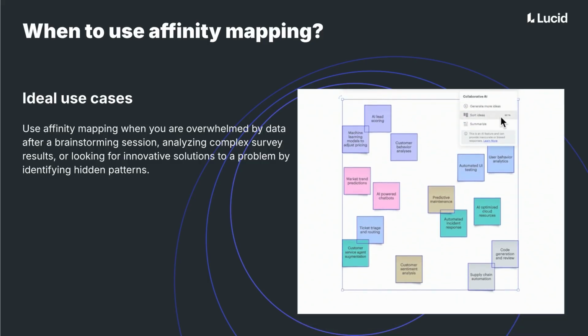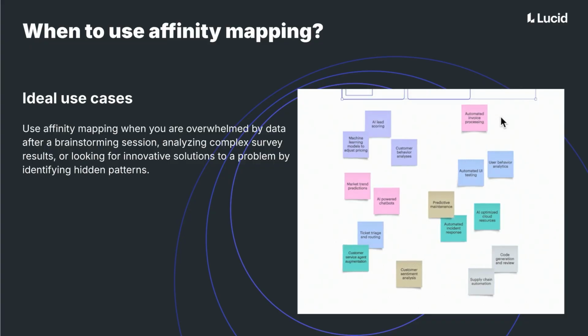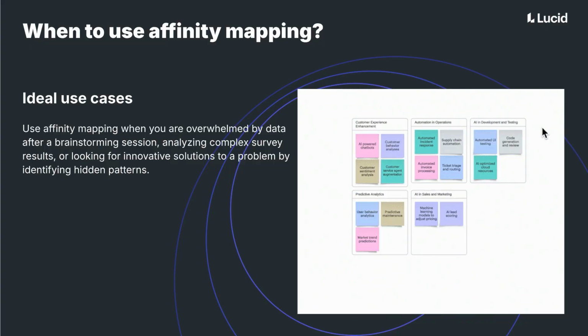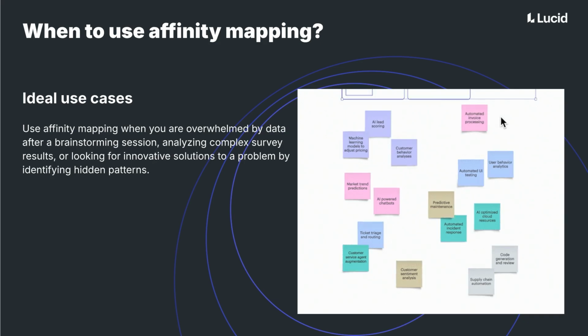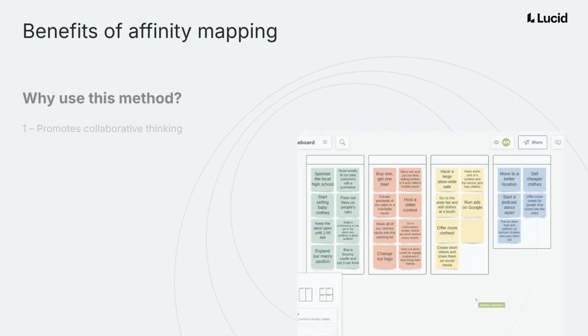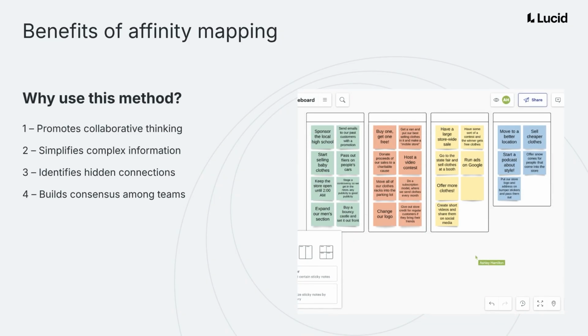When to use affinity mapping? You should use it when you have a large volume of information and need to find connections, especially after a collaborative brainstorming or research phase. There are many benefits of affinity mapping. It helps your team organize thoughts quickly, simplifies complex problems, and ensures everyone's voice is heard during the decision-making process.